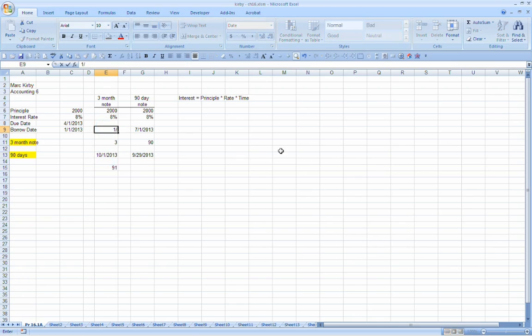If we change this back to 1/1/13 and 3 months, or 2/15, helps if I can type, 2/15, 3 months, it's due 5/15. You could put in 4/19/2013 and it'll work. You can change the number of months to 9. You can change the number of months to 145, and it works. It knows what to do. It goes 145 months into the future, or in this case 4 months, and gives you a date corresponding to when that note would be due. Okay.